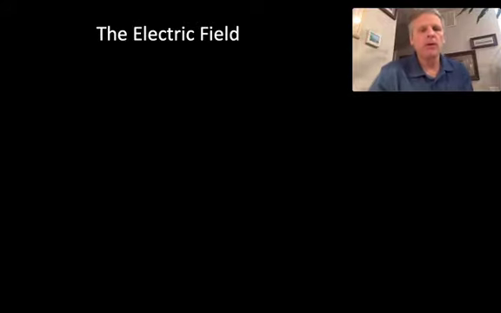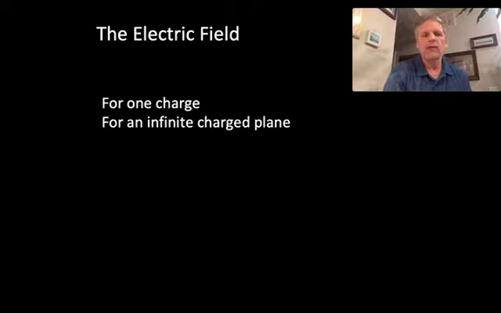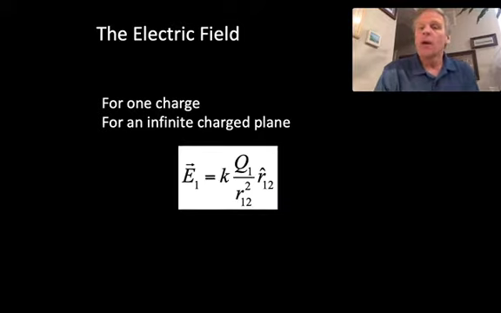Okay, today we're going to do one more computation of the electric field of a charge distribution. We're going to start out with what we've already done, the electric field for one charge, and then we are going to extrapolate that to the electric field for an infinite charged plane, a plane that goes out in every direction to infinity. We're going to find that we need two pieces of information.